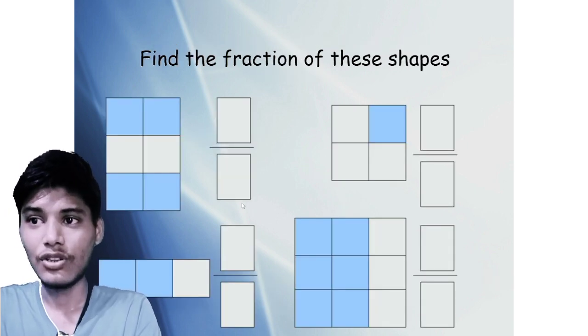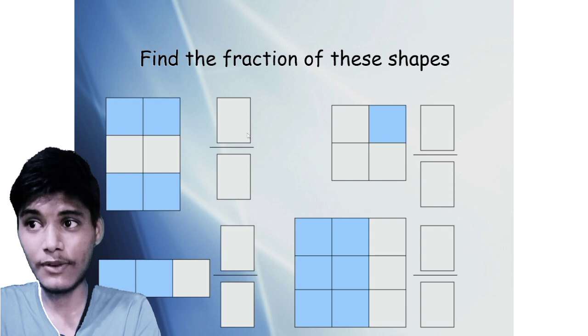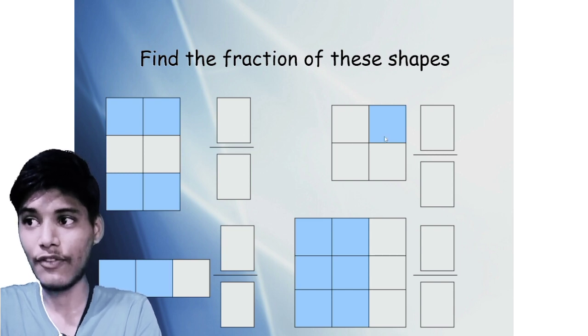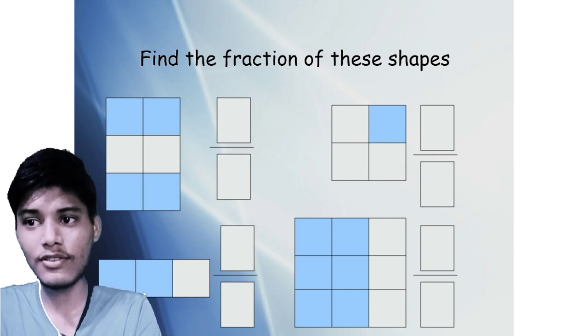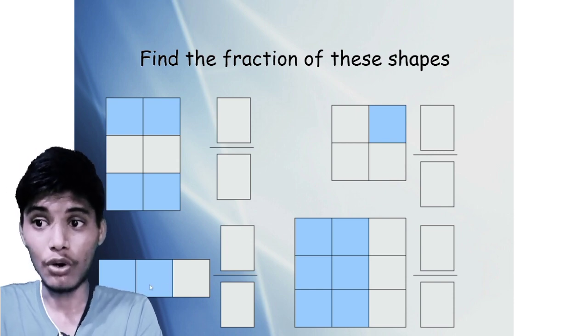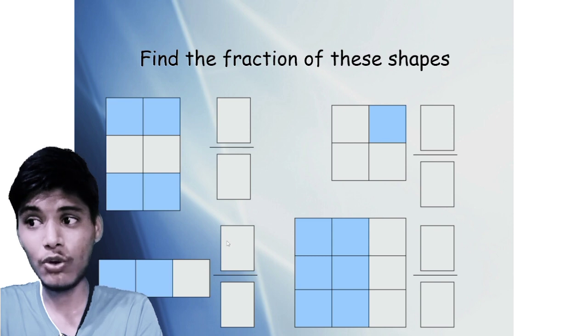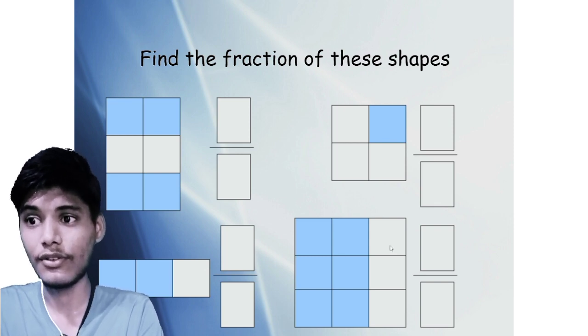Now find the fractions. There are 6 parts in which 4 are colored, so the answer will be 4 by 6. There are 4 parts and the colored part is 1, so 1 by 4. There are 3 parts and the total colored parts are 2, so the answer will be 2 by 3. Okay, so we can see it.